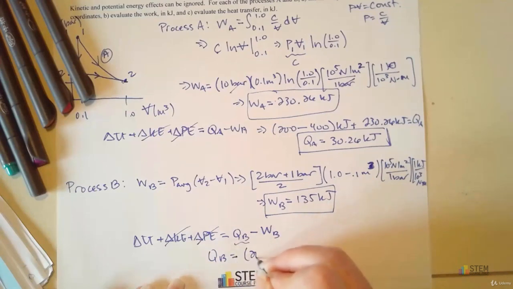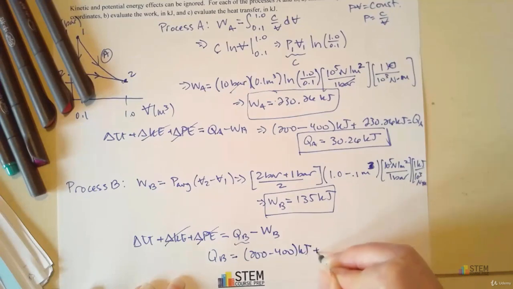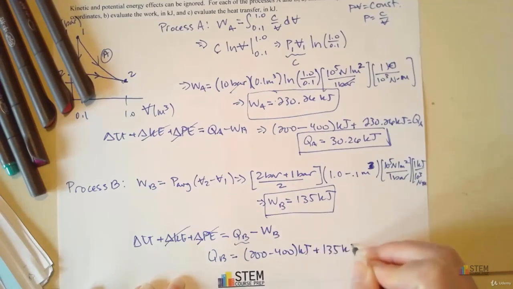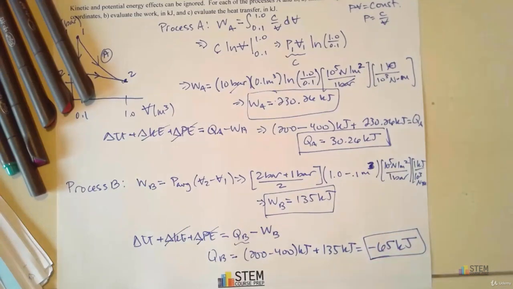For QB, we're going to have 200 minus 400, that's kilojoules, and then we have plus 135 kilojoules. That gives us negative 65 kilojoules. And that's our Q for process B. This negative sign here means we're going to be losing heat energy in this process.